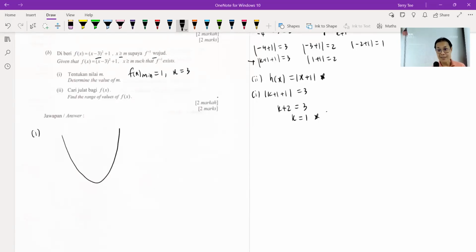X equals 3 is your axis of symmetry, so it will actually cut, okay, where you cut the y is not important. It has the axis of symmetry at x equals 3 and the minimum value is 1.